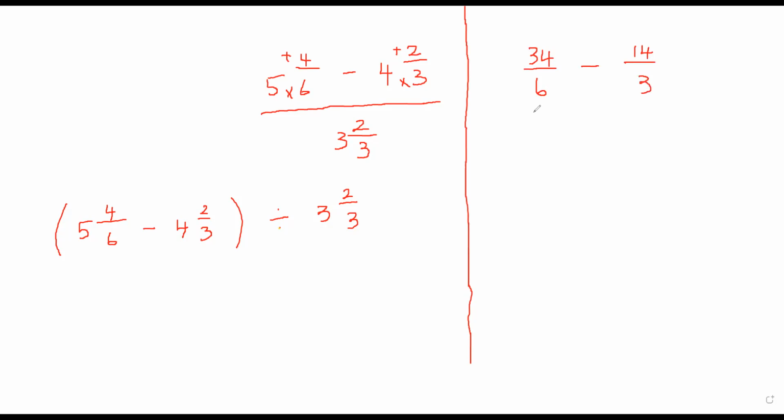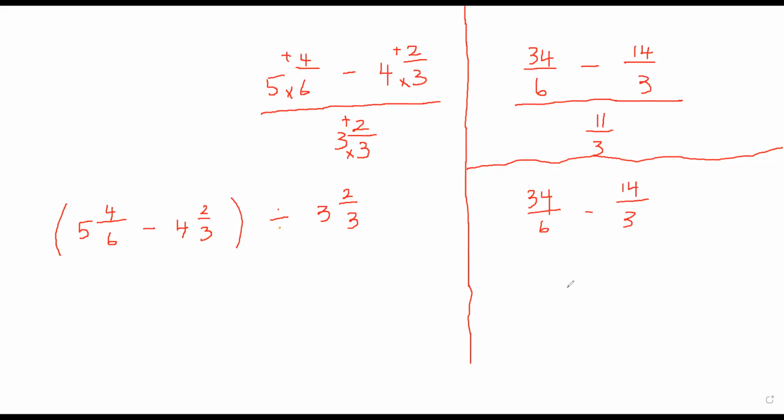So this is the first thing you do. And then we convert the bottom one: 3 times 3 is 9, plus 2 will give me 11 upon 3. So when we convert to improper fractions, we get this here now. Then we work the top, then divide it by the bottom. So we focus on the top: we have 34 upon 6, subtract 14 upon 3.